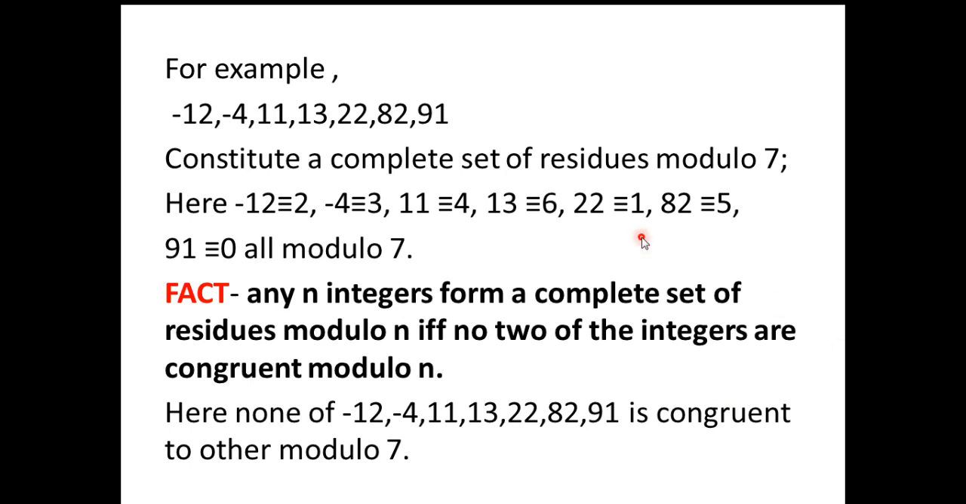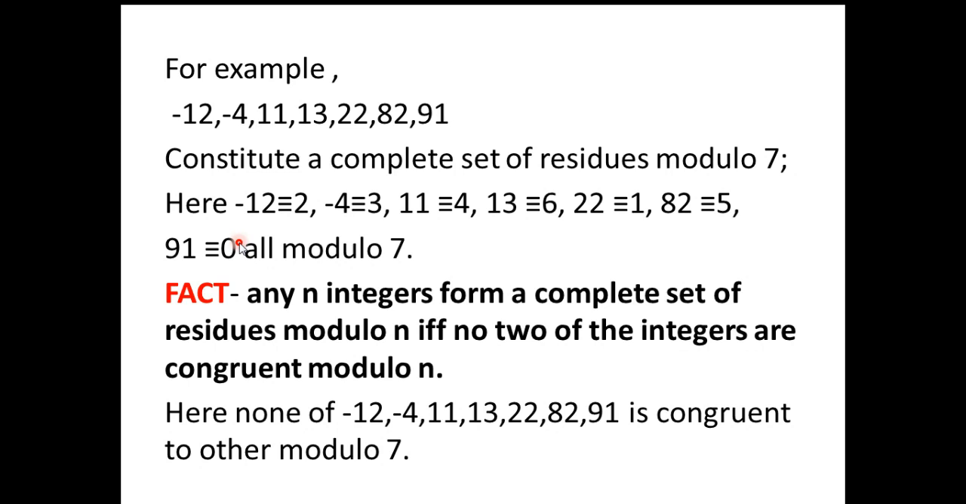Let us consider this example. We have these numbers: minus 12, minus 4, 11, 13, 22, 82 and 91. These numbers constitute a complete set of residues modulo 7. Why are we saying that? Because minus 12 is congruent to 2 modulo 7, minus 4 is congruent to 3 modulo 7, 11 is congruent to 4 modulo 7, 13 is congruent to 6 modulo 7, 22 is congruent to 1, 82 is congruent to 5 and 91 is congruent to 0.